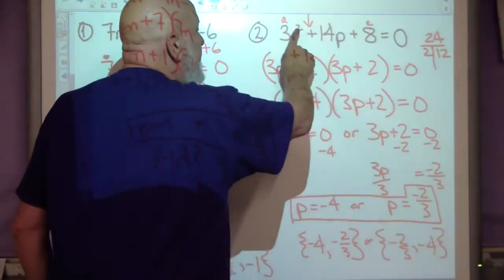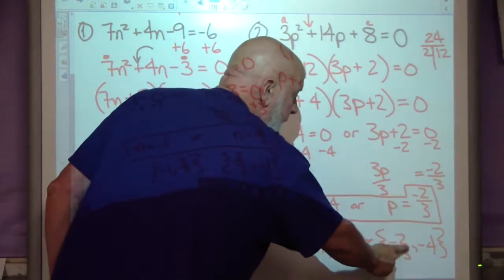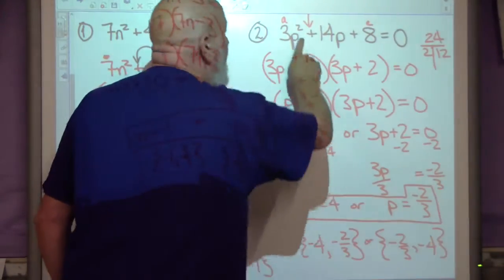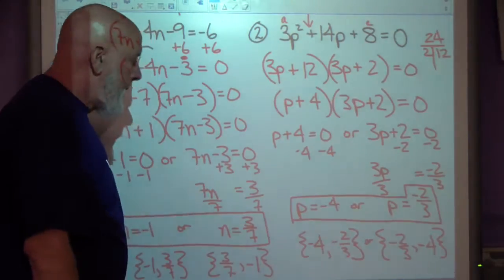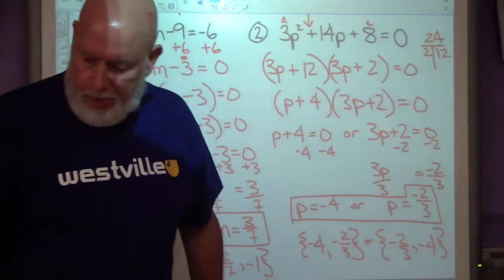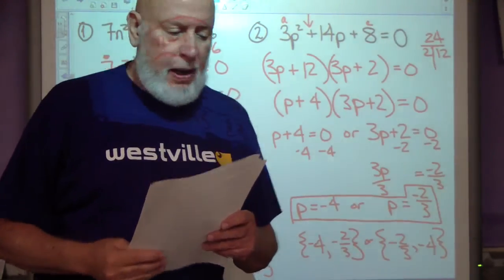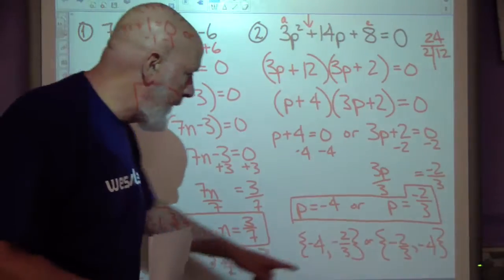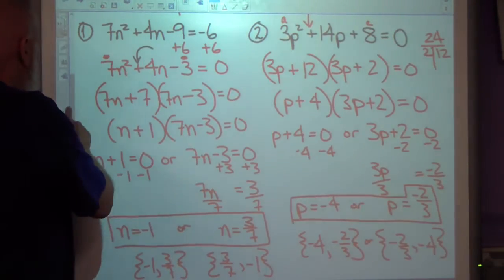I can plug in a -4 here and here, do this arithmetic, and I'll get 0. I can plug in a -2/3 here and here, do the arithmetic, and I'll get 0. Okay, and let's see if I got it right. Somewhere around here I have the key. Here it is. -2/3 and -4. Yay! Got that one. So there we are. That's how we do it.